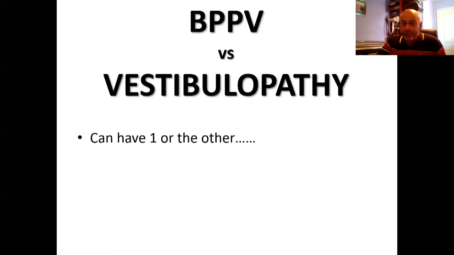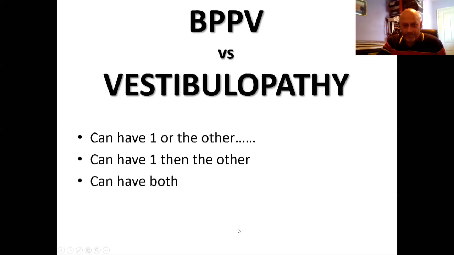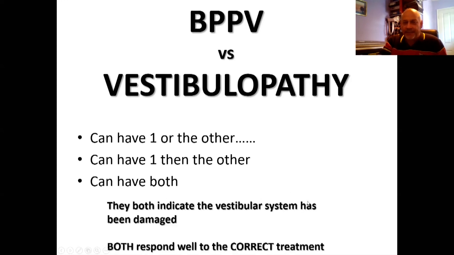So you can have one, or you can have the other. So you might have a diagnosis of BPPV, you might have a diagnosis of vestibulopathy. You can have one, and then you can have the other. So you can have BPPV first and develop vestibulopathy, or you can have vestibulopathy and develop BPPV. You can have both at the same time. So even just this week, my clinic is at the Royal, I would have had people in all those three categories. They both indicate the vestibular system has been damaged, and they both respond well to the correct treatment.